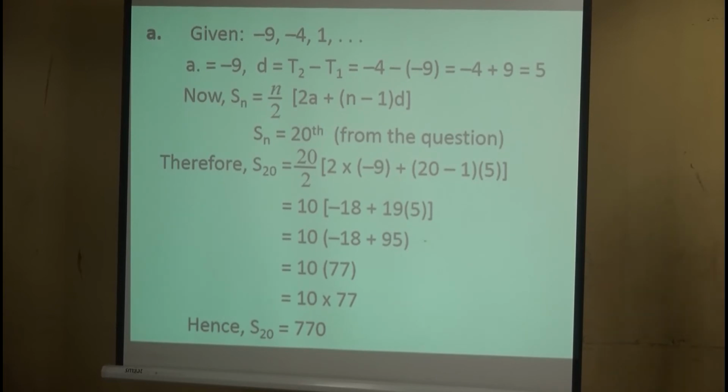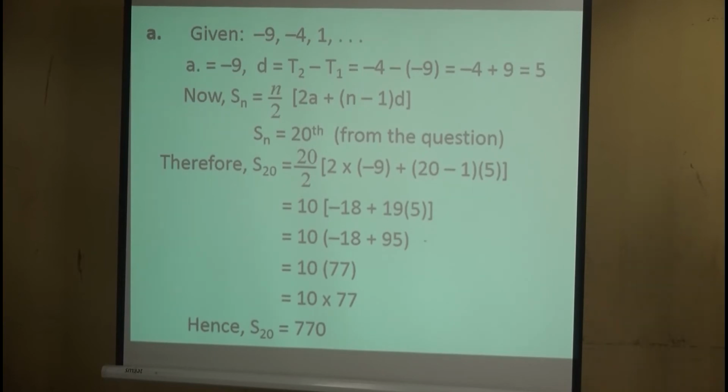So 20 divided by 2, open bracket, 2 multiplying minus 9, which is the first term, plus (20 minus 1), all in bracket multiplying 5. Now if you divide 20 by 2, the result will be 10. So we'll be having 10, open bracket, 2 times minus 9 is minus 18, plus 20 minus 1 is 19. 19 multiplying 5, you will get 95.